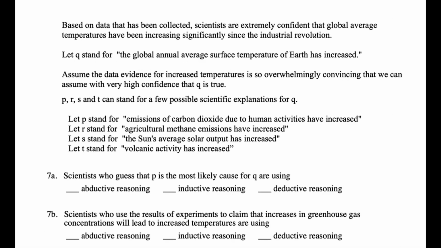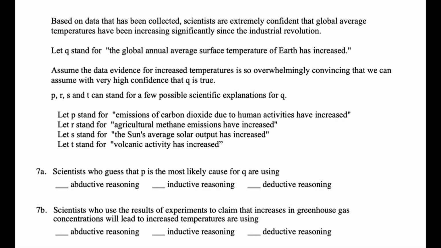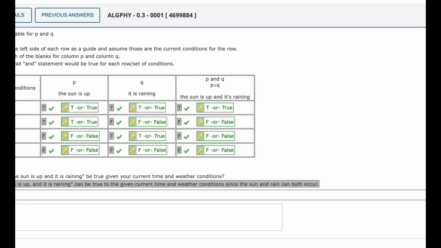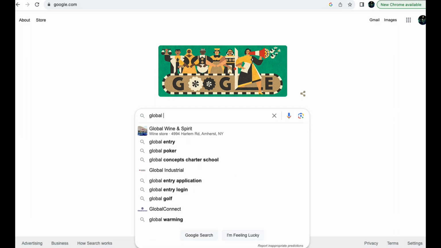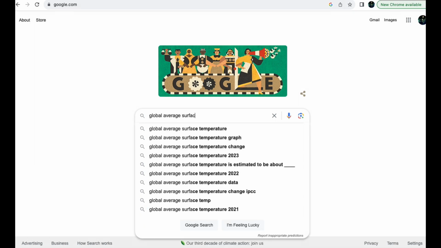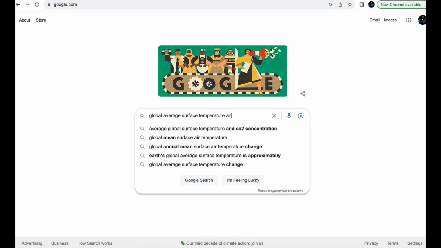So, the question says, based on data that's been collected, scientists are extremely confident that global average surface temperatures have been increasing significantly since the Industrial Revolution. In order to see some of the reason why people say this, we could look up organizations that keep track of this data. So let's go to Google. We could do a search for... and look at that, even on Google they have a little message there. Alright, so let's search for global average surface temperature anomaly.